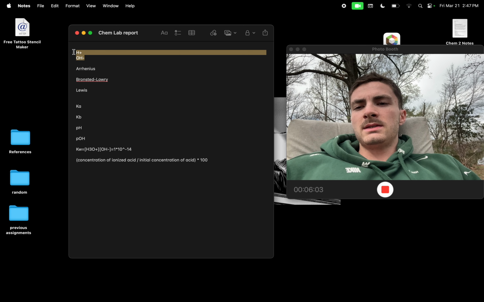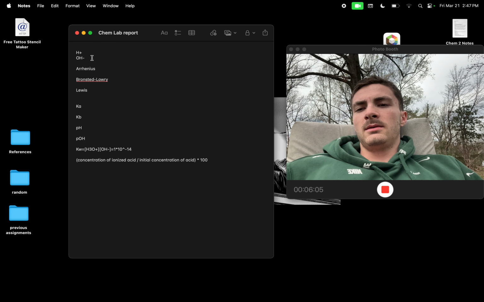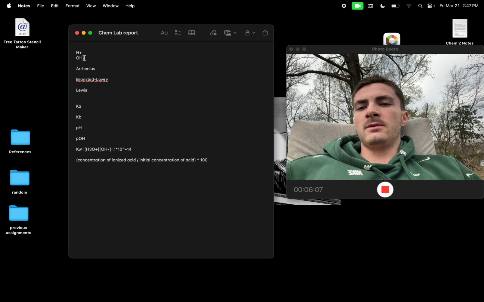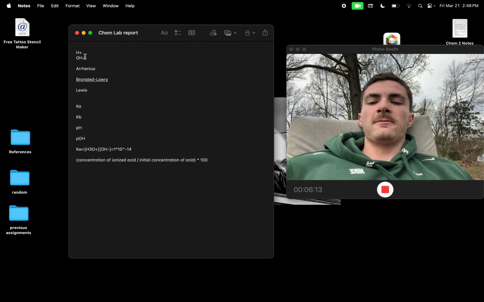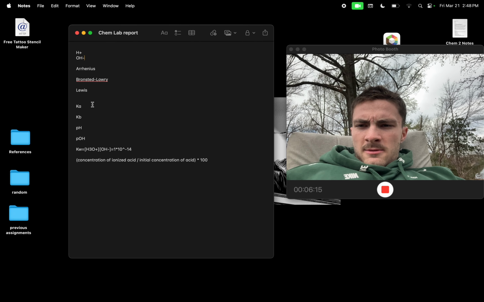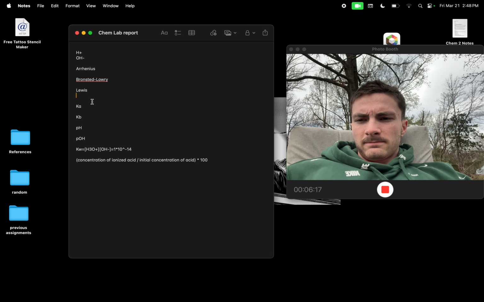And these two also combine to make water, because water is H2O, and you've got one H here, one H here, one O here, and you've got a positive and a minus here, and you put them together and it's neutral. So that's kind of what they are.